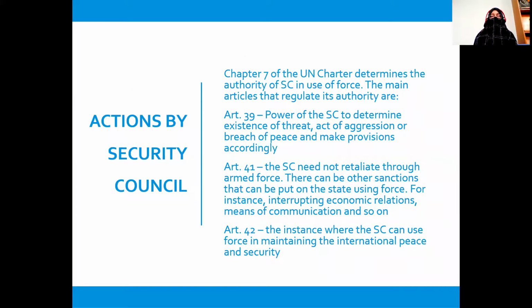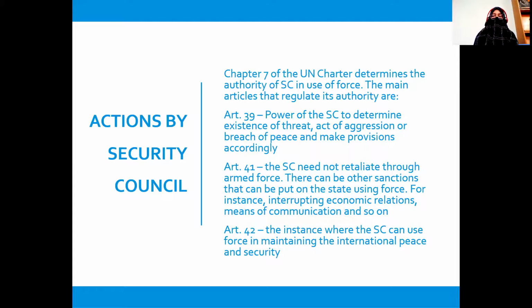Now, the second exception to the use of force is when the Security Council takes action. Chapter 7 of the UN Charter determines the authority of the Security Council in using force. The main articles that regulate this authority of the Security Council are Articles 39, 41, and 42. Article 39 establishes the power of the Security Council to determine if there is an existence of a threat, act of aggression, or breach of peace, and then make provisions accordingly.